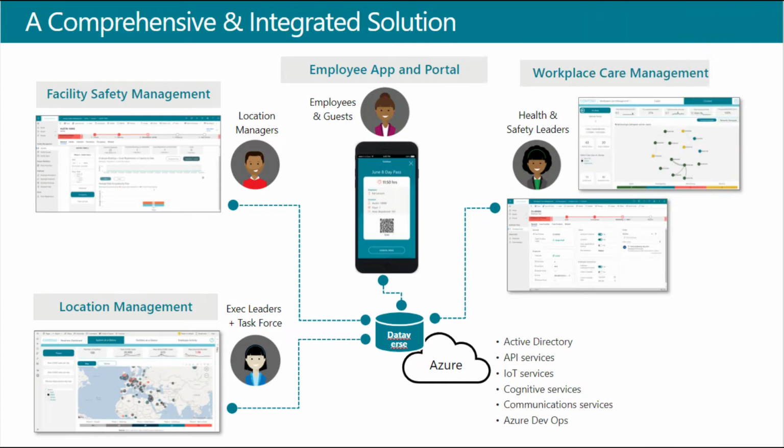The Return to Workplace solution is divided into different applications. Facility Safety Management is the administration application. Employee application is where all the employees create the daily pass. Workplace Care Management is the application that tracks all the cases for the employees. Employee Portal is the access for service providers and cleaning crew. And finally, the Location Management dashboards.